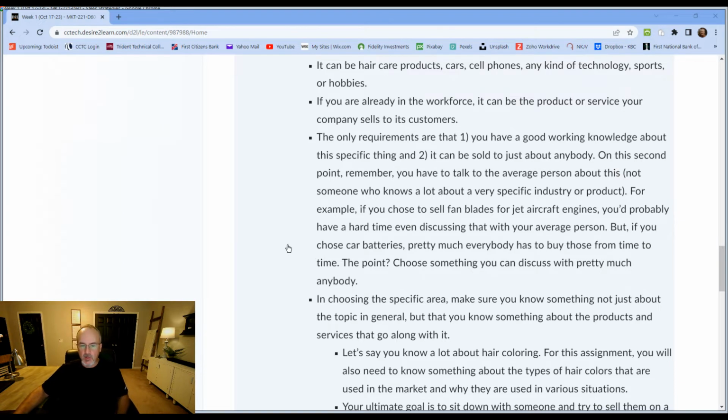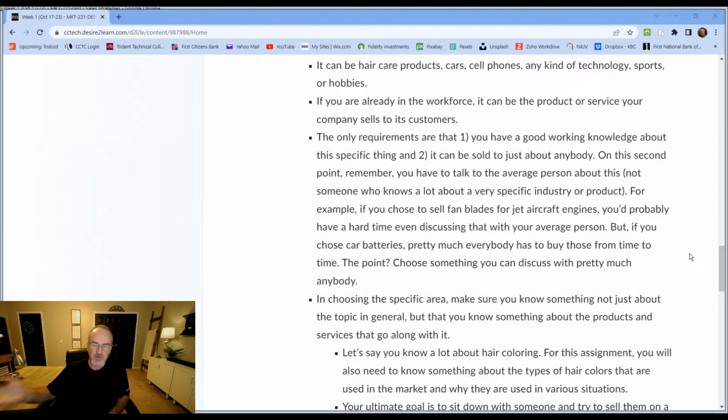On this second point, remember, you have to talk to the average person about this, not someone who knows a lot about a very specific industry or product. So when you choose something, you need to choose something that if you sat down with the average person, your mom or your dad, your friends, a coworker, or an acquaintance, that the average person is going to know a little bit about this. I'll give the example here. If you choose to sell fan blades for jet aircraft engines, you'd probably have a hard time even discussing that with your average person.